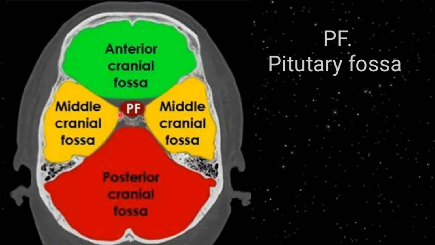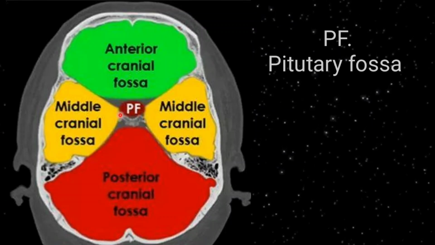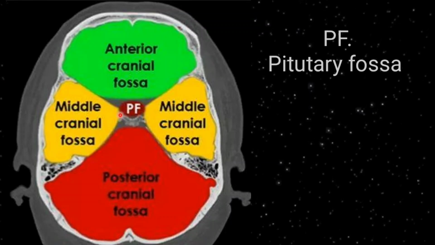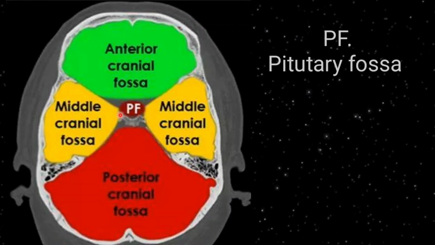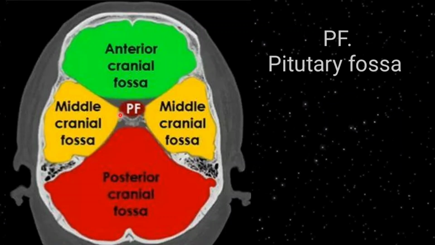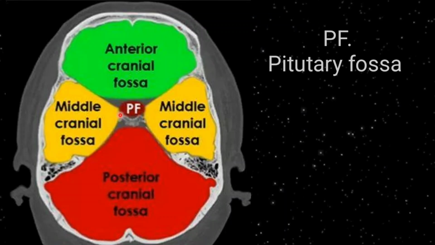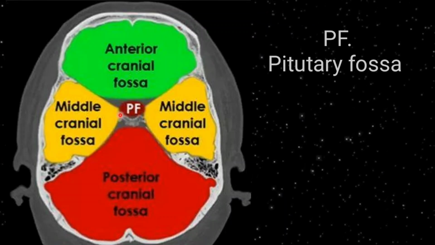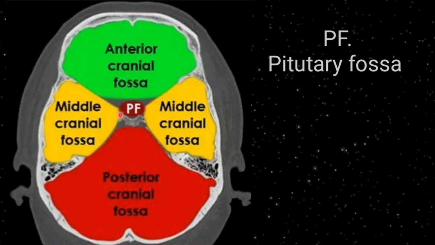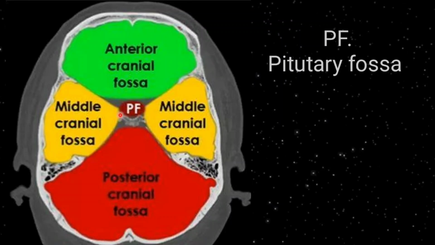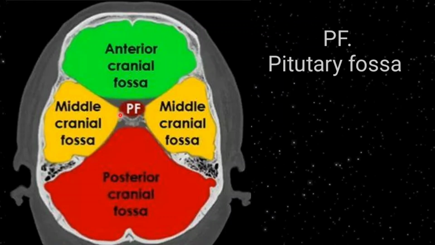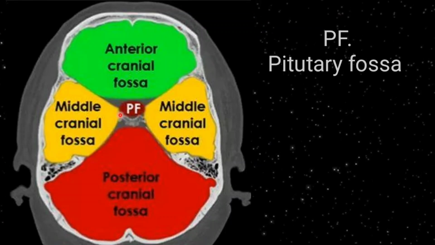So far as the posterior cranial fossa is concerned, anteriorly it is confined by the petrous part of the temporal bone, and another is the basi-occiput, or clivus. So these both parts are demarcating the posterior fossa, and posteriorly it is confined by the occipital bone. In between all that there is PF, which denotes the pituitary fossa.